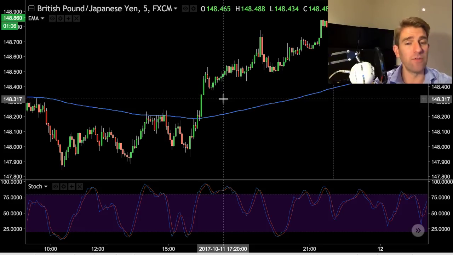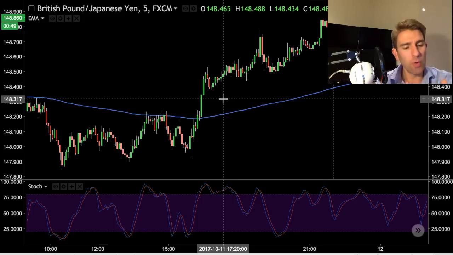The second part of the filter is, if the price is above the 200 period moving average, we're now looking for the stochastics to go oversold. So price is up, stochastics go oversold. As soon as they start turning up, we go long.